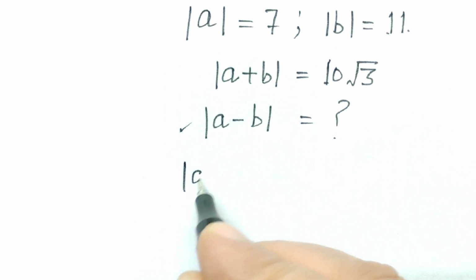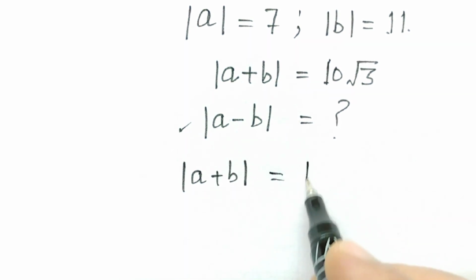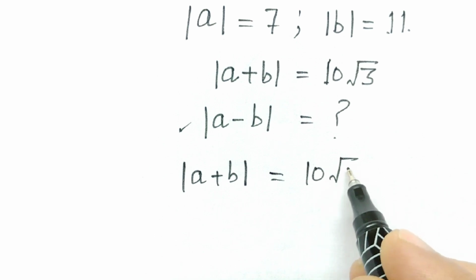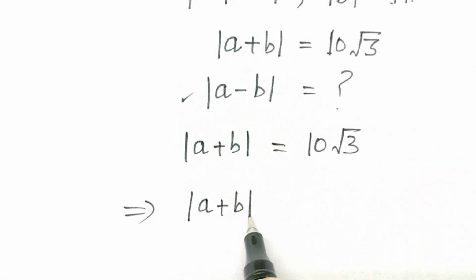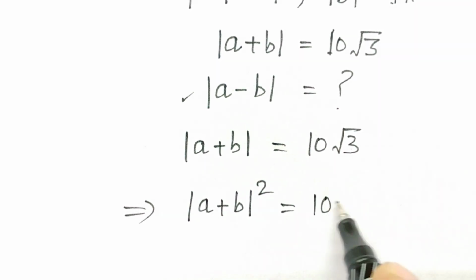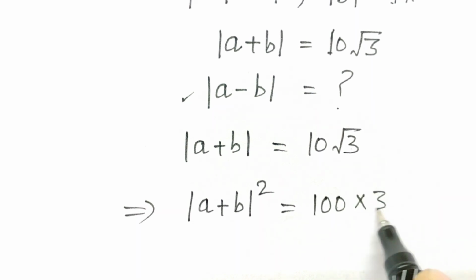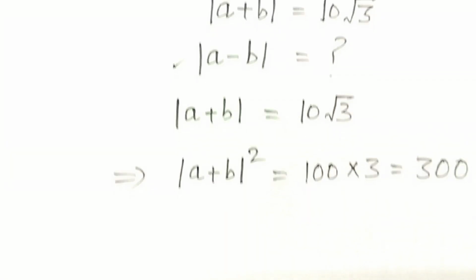As we have given |A + B| = 10√3, on squaring both the sides, |A + B|² = 100 × 3 = 300. Fine.